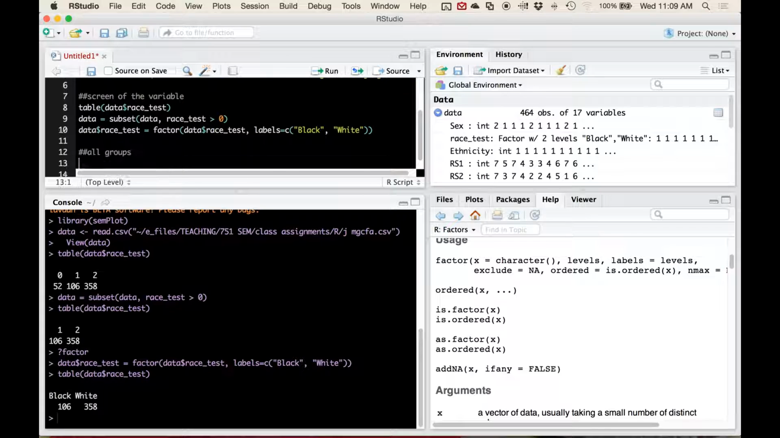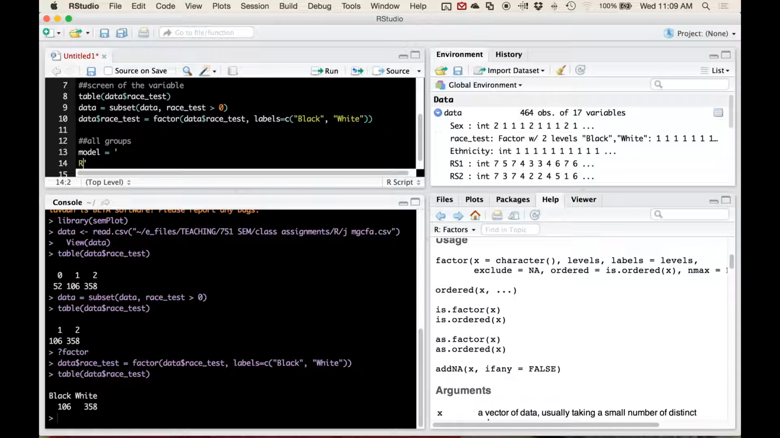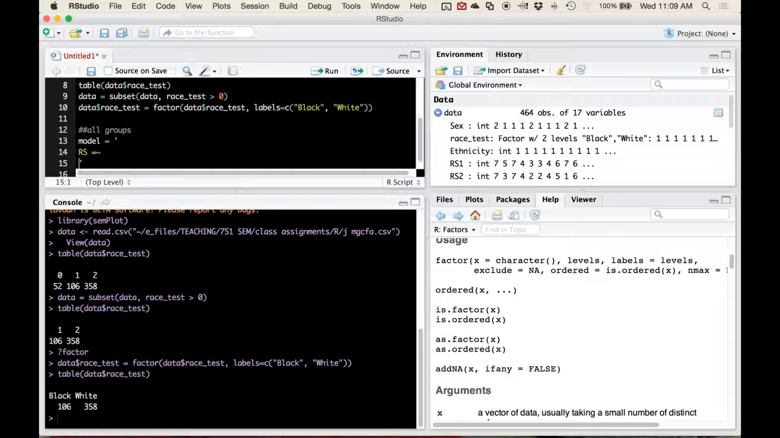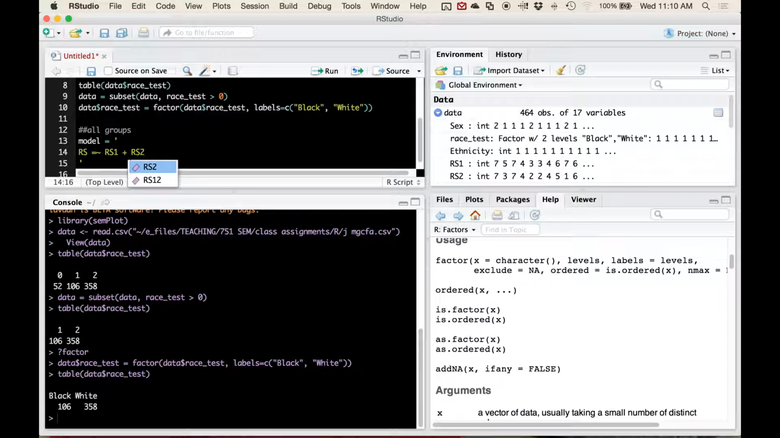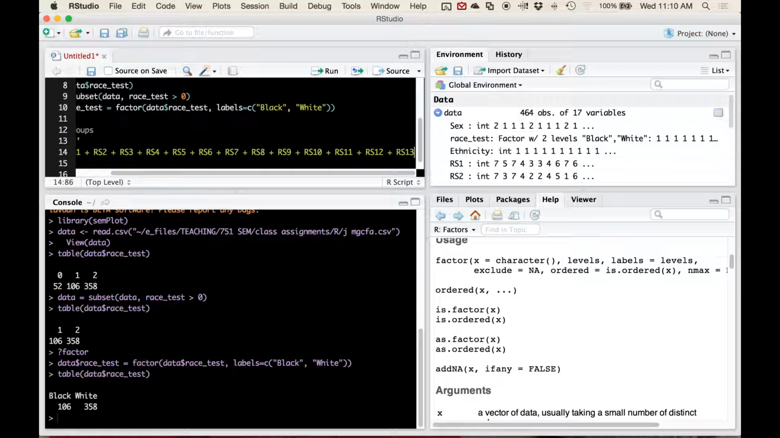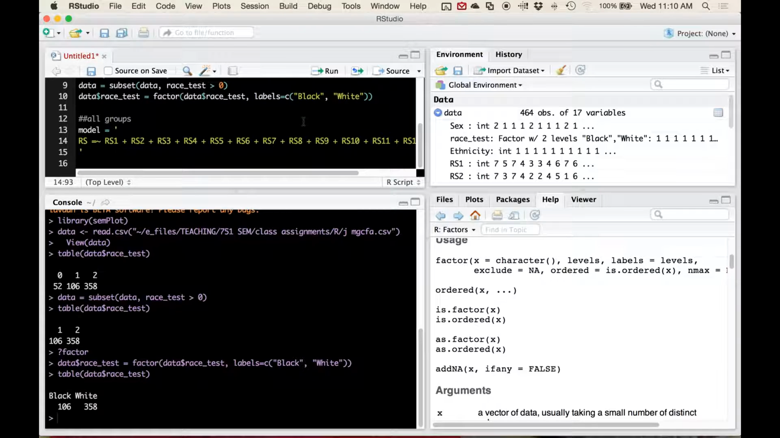So let's do all groups first. And so I've got to program a model. My overall model is going to be that resiliency is approximately equal to all the questions added together. This is a one-factor model. So RS1 plus RS2 plus RS3, etc. I'm going to make this go a little faster. There are 14 questions. Don't add 13 twice. Okay, so I've just got all the questions added together for this particular model.